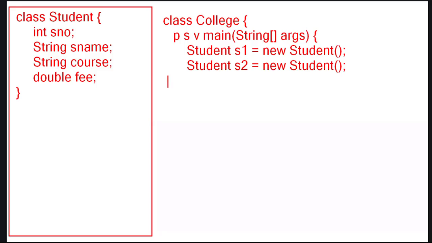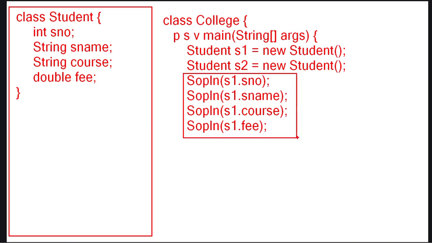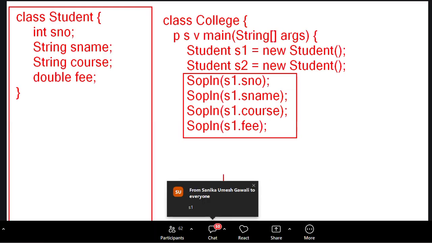So sure. I want to print the values of the variables. How to write the code? System.out.println s1.snvo. Say it, then you'll come to know the problem. If you are listening, you become a listener. I want to print the values of the object. Tell me, these 4 lines will print which object's values? First object. I want to print the second object also. What to do? What to do?